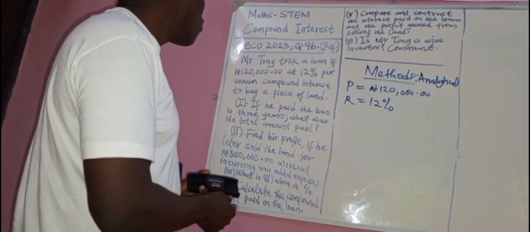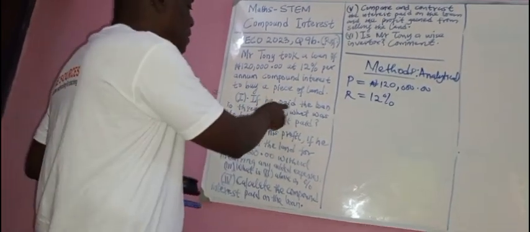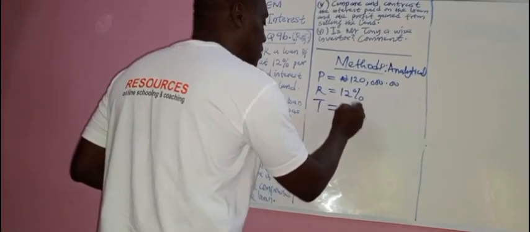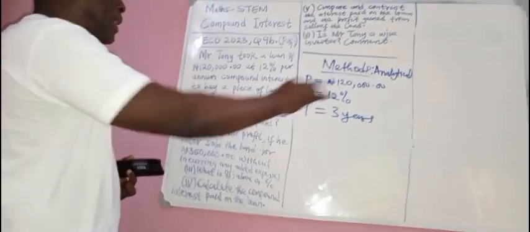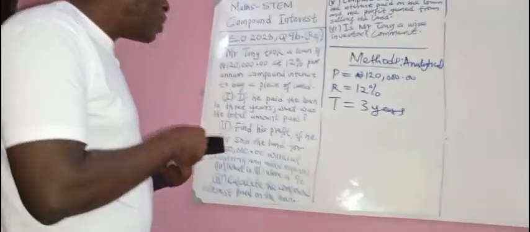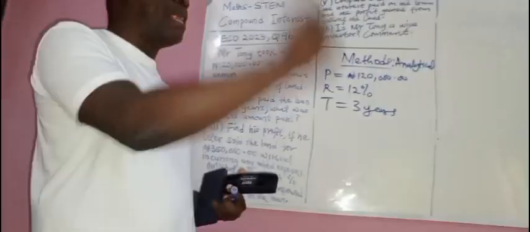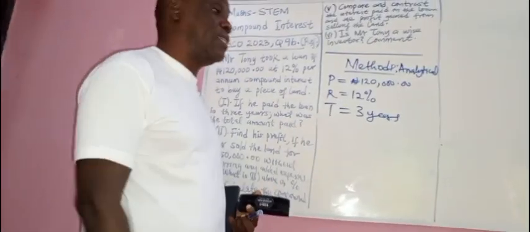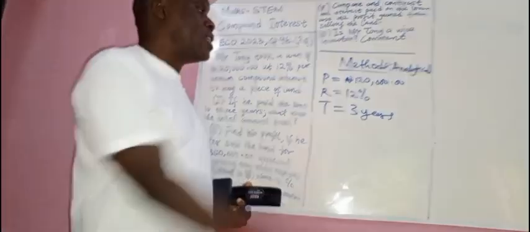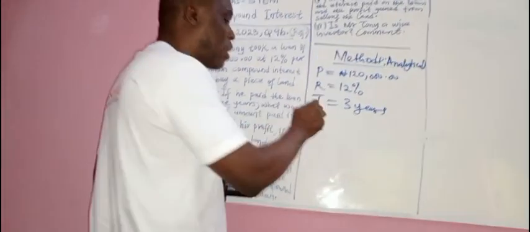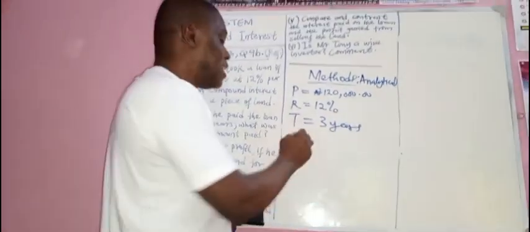Now, question 1 says if he paid the loan in 3 years, that's the time. Total time duration is 3 years. Okay? What was the total amount paid? Now, for 3 years compound interest, it means that on yearly basis, an interest is being calculated and compounded until a certain amount of money is reached at the end of the third year. So by analytical method, we are going to take it year by year. We will calculate the interest and the amount at the end of the first year.